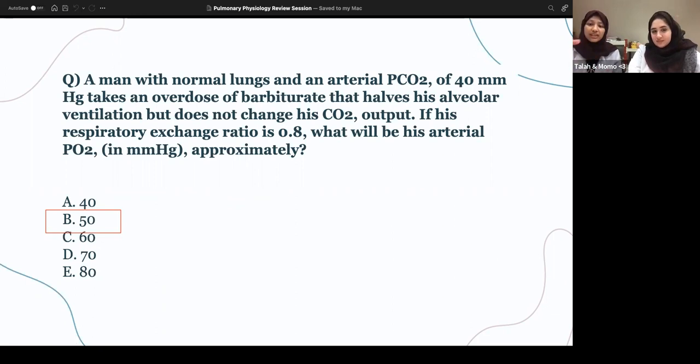Now, that would mean it's 40 times 2, which is 80. Now you put 80 over 0.8, which is the ratio. This is also the normal, standard ratio. Once you put that in and you subtract it from 147, you would get an approximate number of 50. Is that clear with everyone?